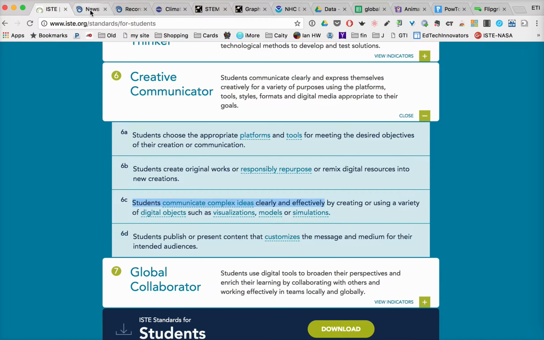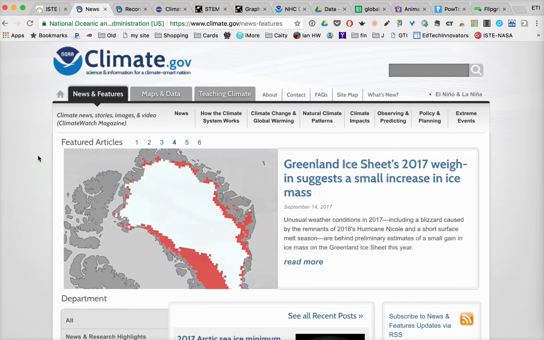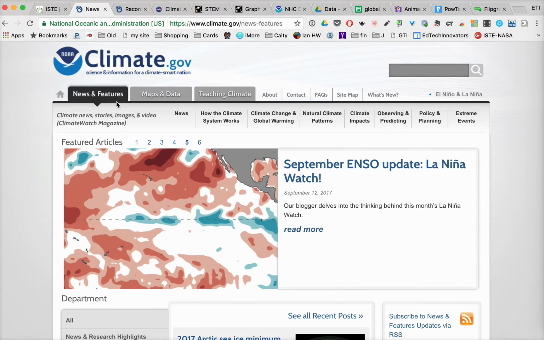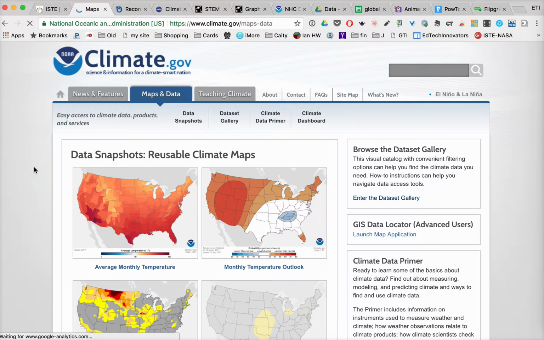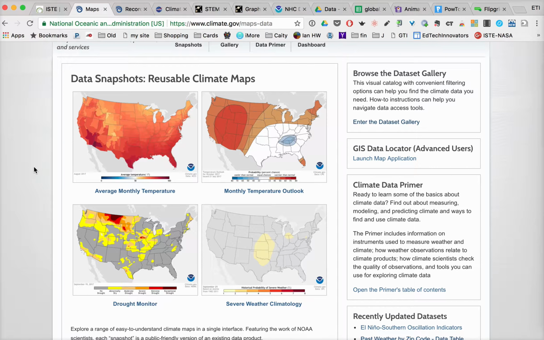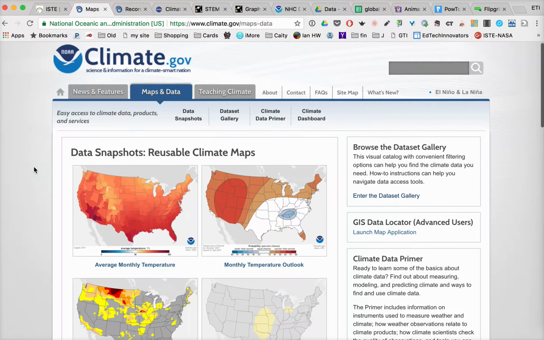Now, in the article, we point you to a couple of sources that you can take a look at, such as climate.gov, where you can go in and if you notice it says maps and data, and if you click on that, it will actually give you places where you can go and get snapshots of the maps, and you can actually browse the dataset gallery.